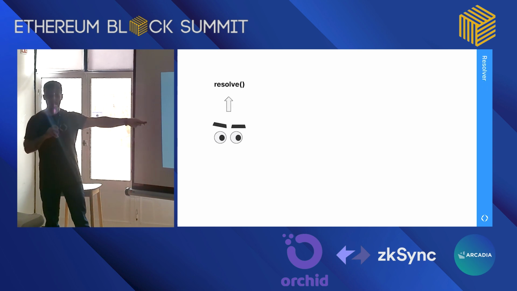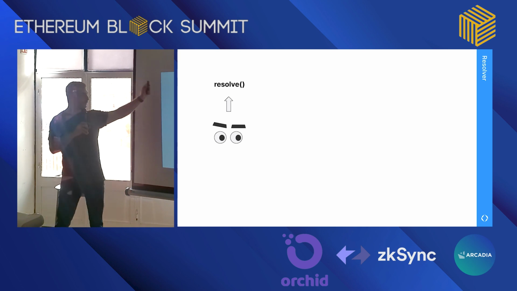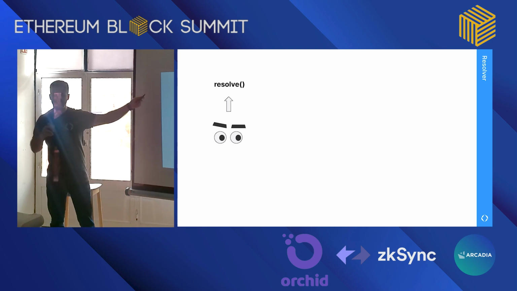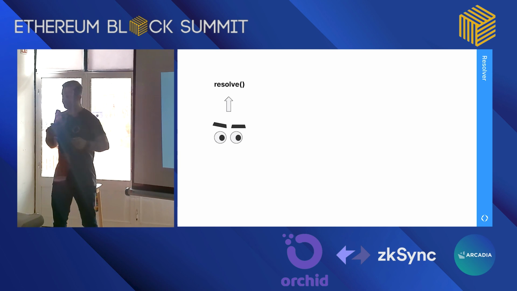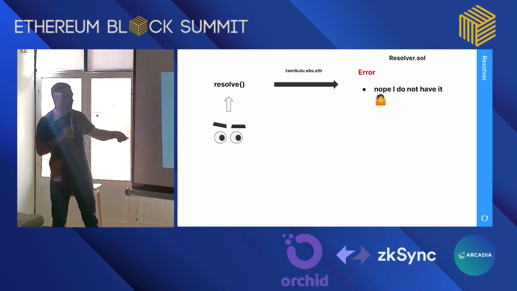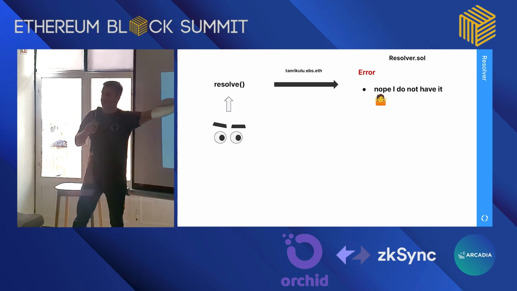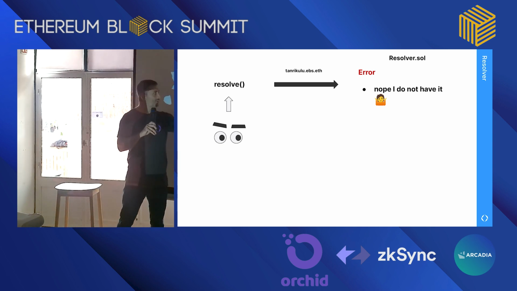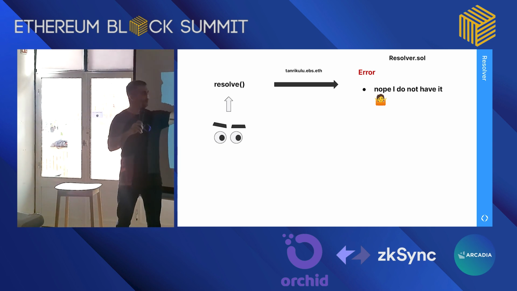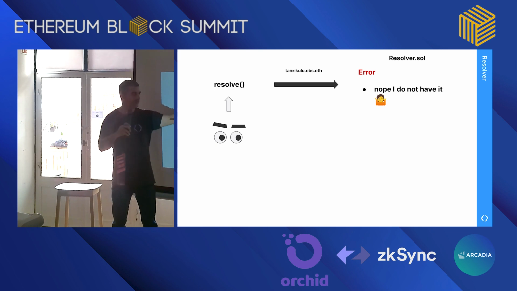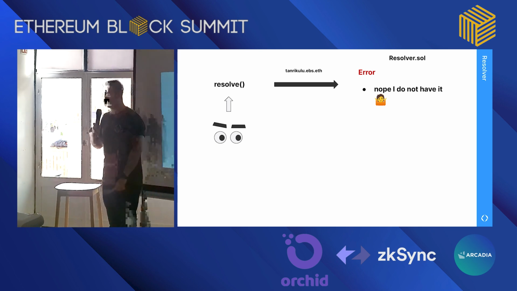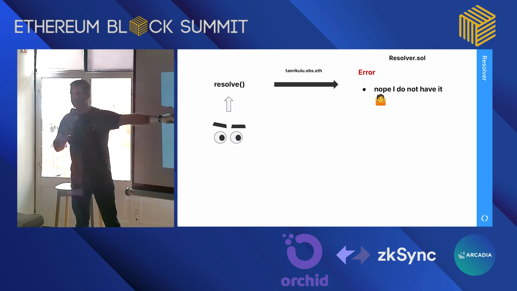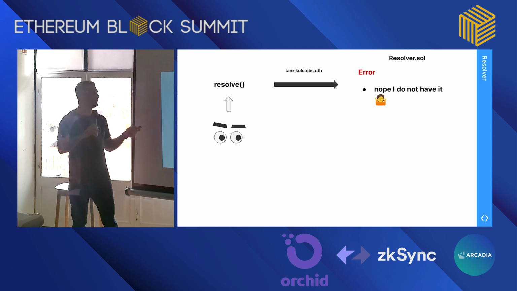So, this is you. Now, you want to resolve some information. Let's say you want to resolve the address of a name, and this is the name I want to resolve, sargo.eth, etc. And in the regular resolver, if there is no address for this name, it would just say, no, I don't have it. That was the regular resolver behavior. But with an off-chain resolver, things are changed.